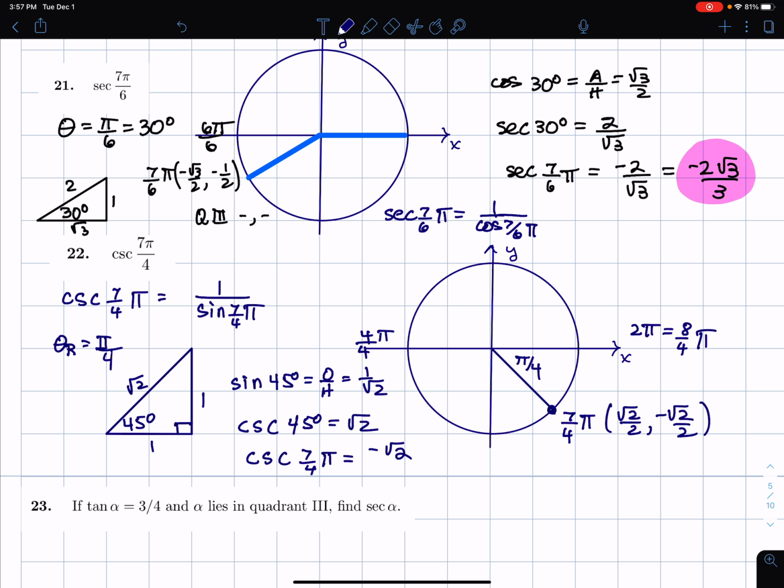So maybe I should show one more step: sine of 7/4 pi is going to be negative 1 over rad 2. And so finally, cosecant 7/4 pi is negative rad 2, which is the reciprocal of negative rad 2 over 2, the y coordinate on the unit circle.